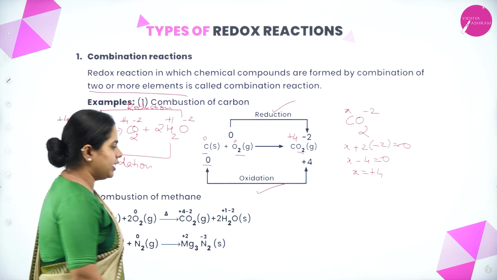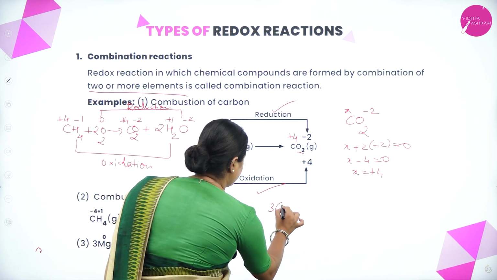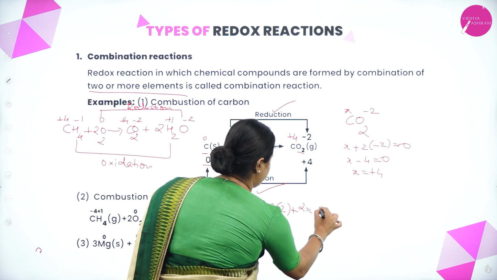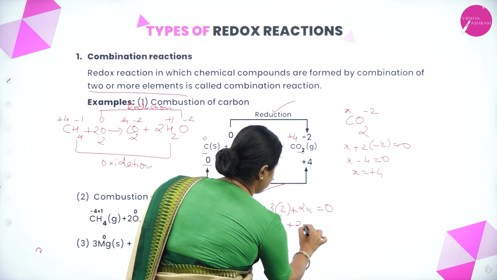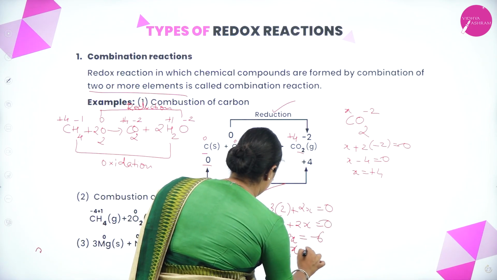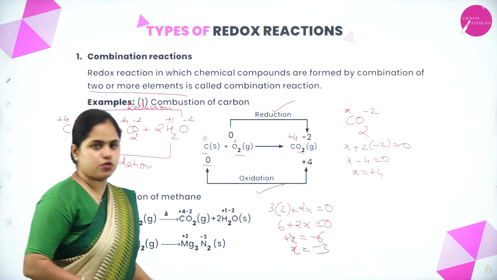So how many atoms are there? 3. So 3 into 2 plus 2 atoms of nitrogen are there. So we take 2x will be equal to 0. 6 plus 2x will be equal to 0. 2x is equal to -6. X will be equal to -3. So that is what we have written here.